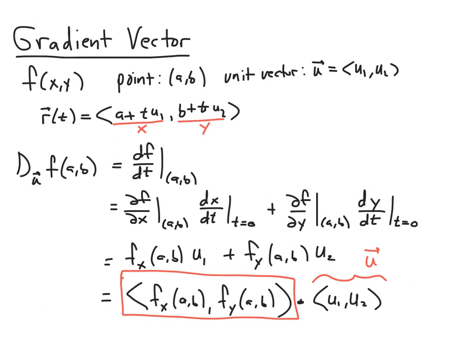And so this vector is obviously important here, so we're going to give it a name. Our formal definition here of that vector: we're going to call it the gradient vector.